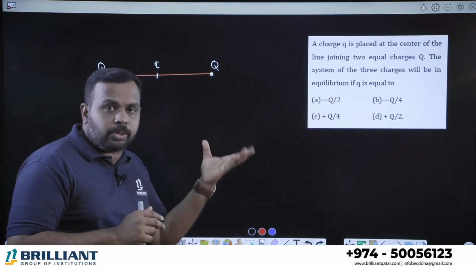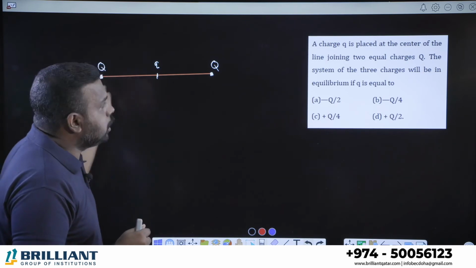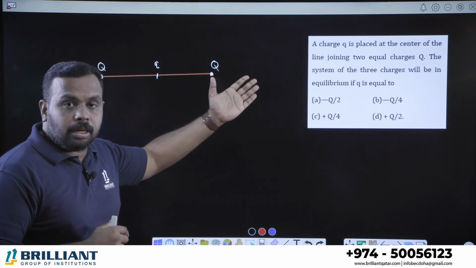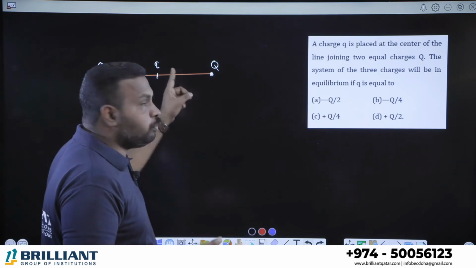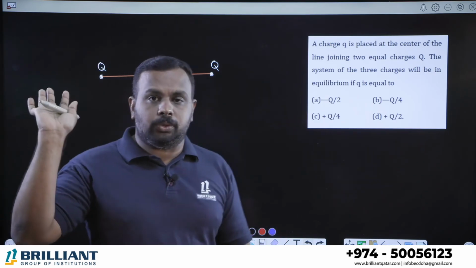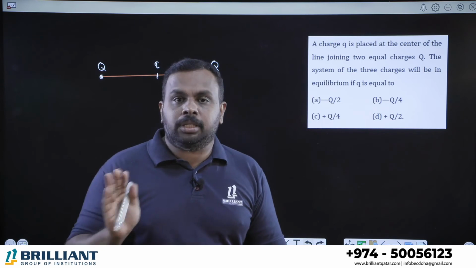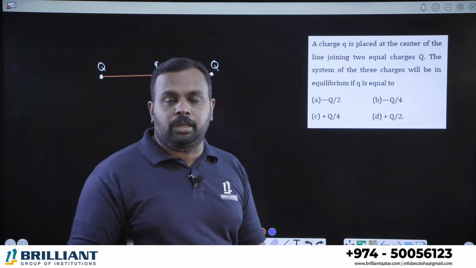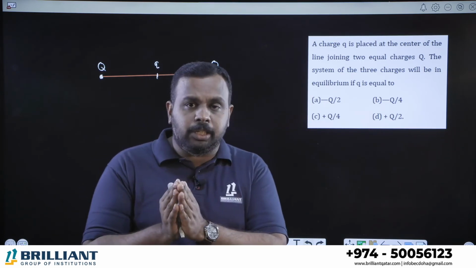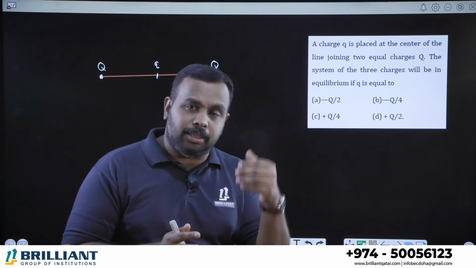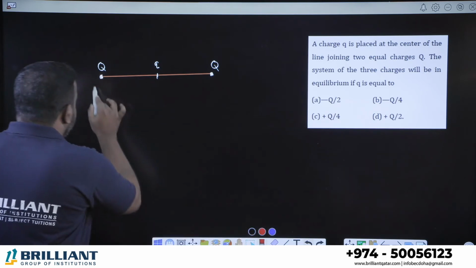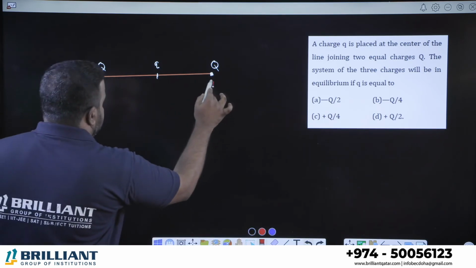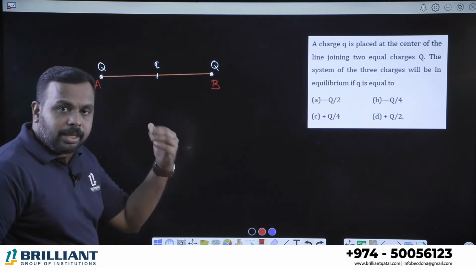The center charge, definitely you can understand it is in equilibrium because two equal charges are kept on either side at the same distance. So definitely the net force on the middle charge q will be 0. So it is in equilibrium, no doubt. But they are asking for the system to be in equilibrium. So for this system to be in equilibrium, we have to consider some other charge. For example, let us take this charge. I am marking this point as A and this as B. We will take the charge Q at A.